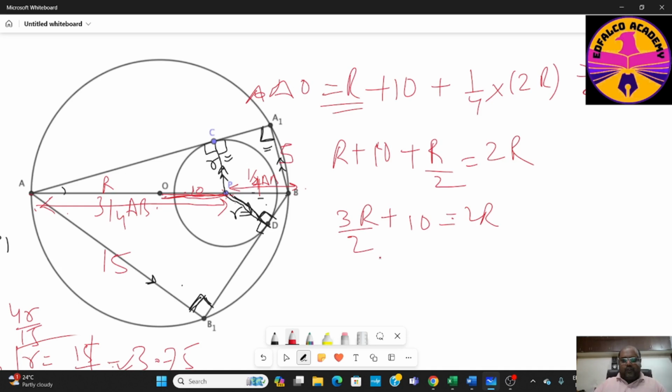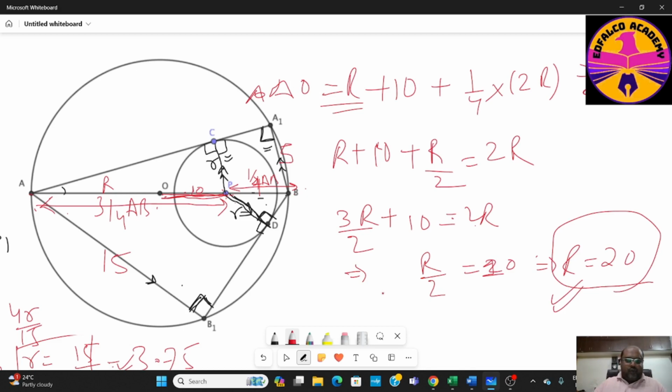Now it's a matter of simple solving. If you send 3R by 2 to the other side, it will become 2R minus 3R by 2, which makes it R by 2. And this is equal to 10. That means R will be equal to 20. So that is your answer. R is equal to 20.